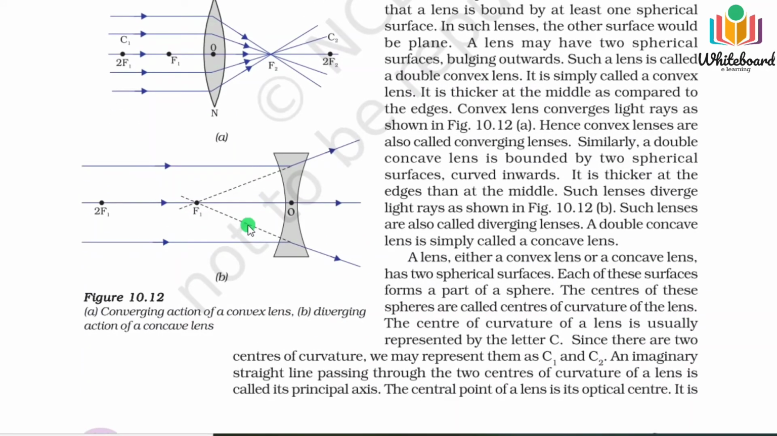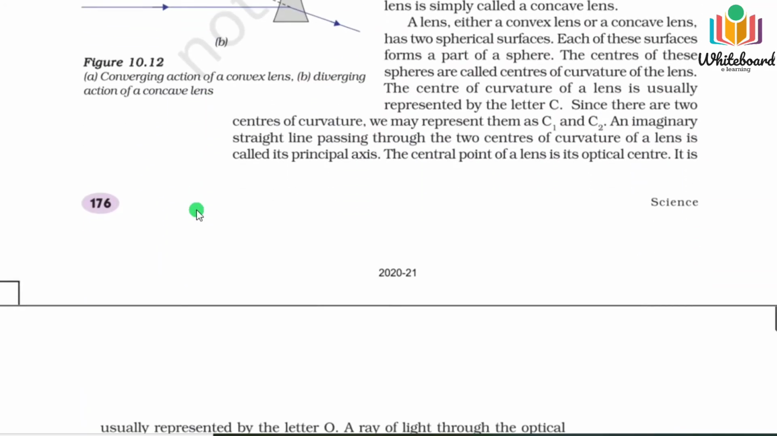And here this is the case for a concave lens. You can see if parallel rays fall on the concave lens, which we know is a divergent lens, the rays will diverge, and if we extrapolate the rays, they seem to meet at the focus. So the image formed will always be virtual.